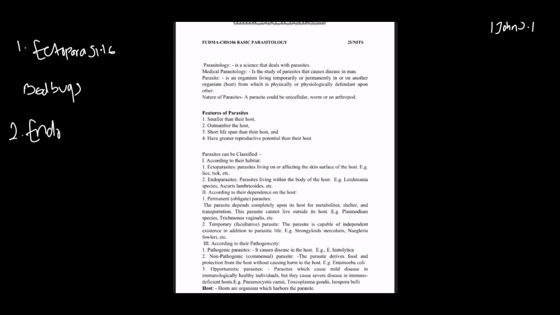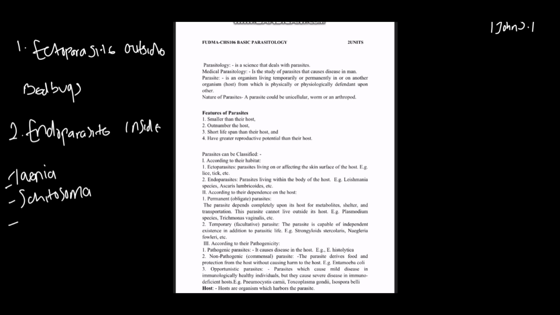Then we have endoparasites. From the word endo, these are parasites that live inside the body of their host. Examples include the Ascaris lumbricoides, the Plasmodium species, which is responsible for causing malaria. We have the Taenia species, the Schistosoma species, which is responsible for causing schistosomiasis. We have the Leishmania species. These are examples of endoparasites.